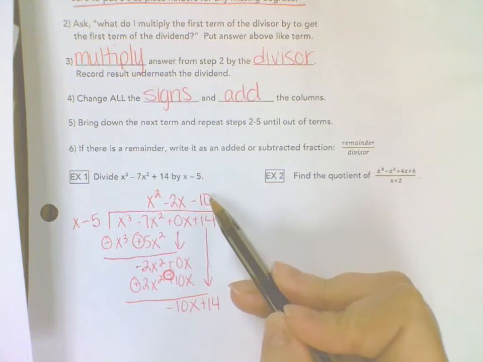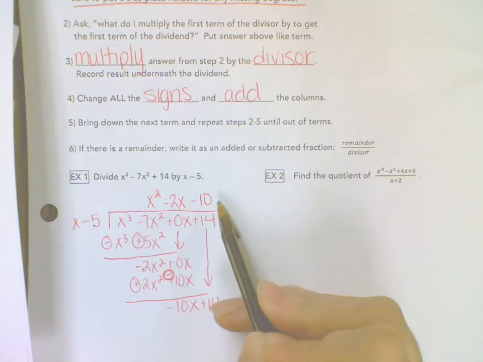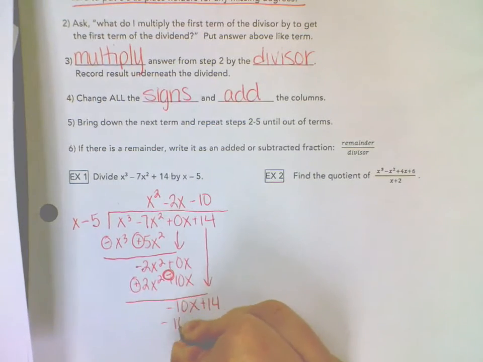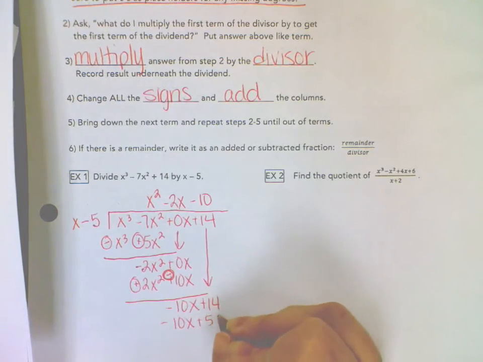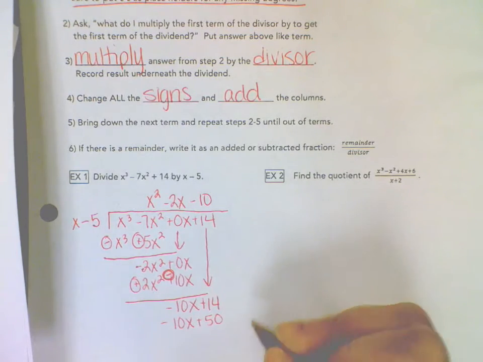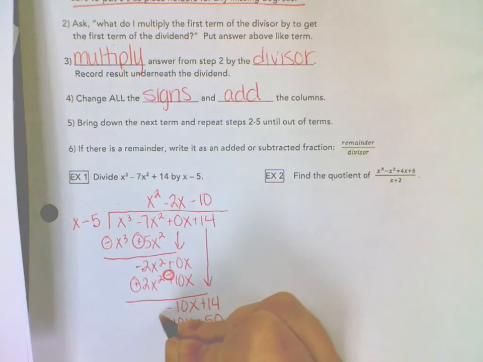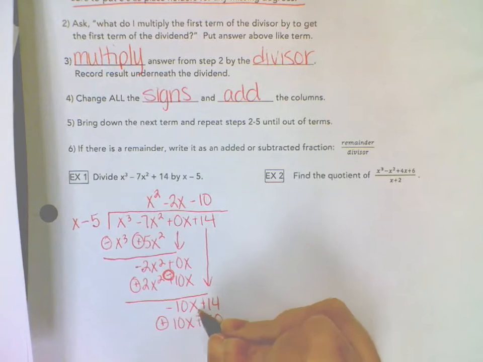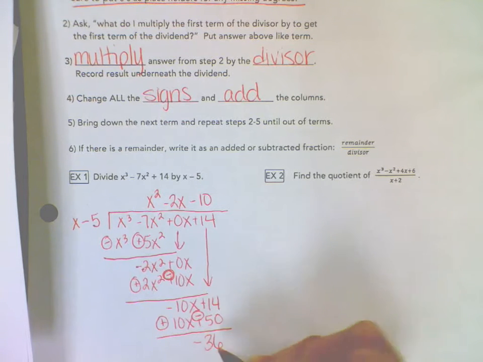Then when I write something on top, the next step is to multiply it times the divisor. Negative 10 times x is negative 10x. Negative 10 times negative 5 is positive 50. Step 4, change all the signs, add the columns. Change the sign, change the sign. Add the columns. These cancel out. These give me negative 36.